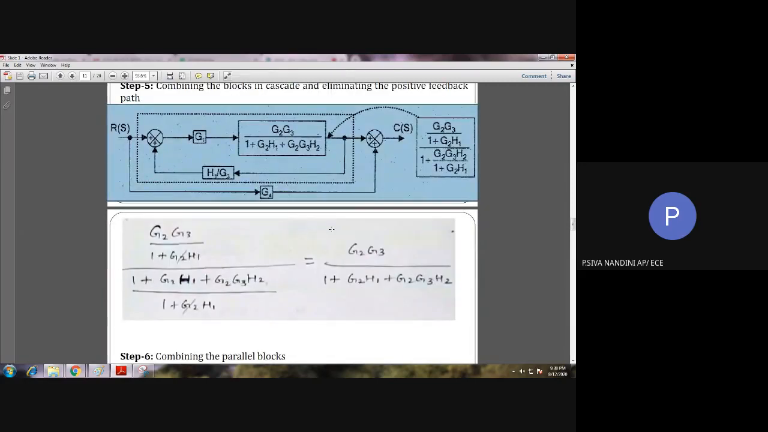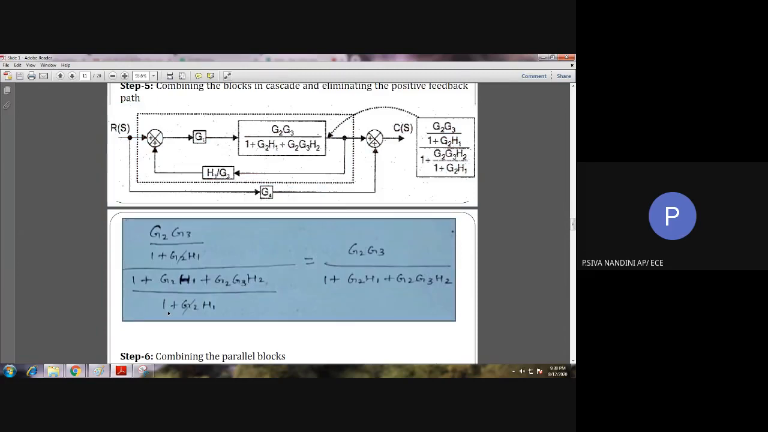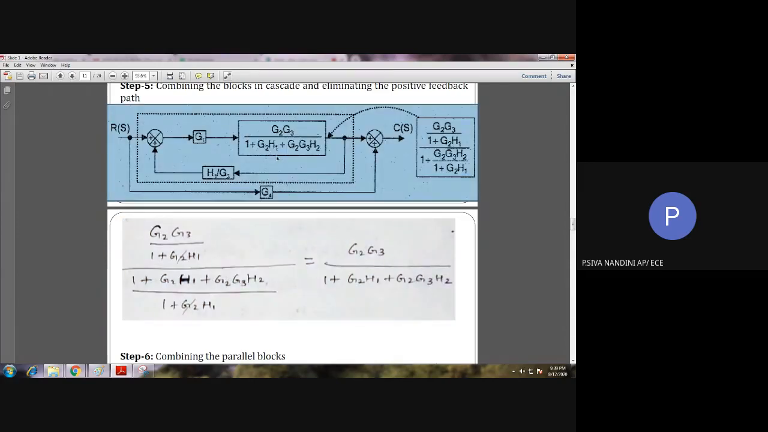First of all, we have to take the LCM of the denominator. See here, I have taken the LCM of the denominator term and I have cancelled the common term 1 plus G2 H1 and 1 plus G2 H1, common to both numerator and denominator, and thus obtained this equation. This equation only is substituted in this negative feedback loop elimination block. Clear?